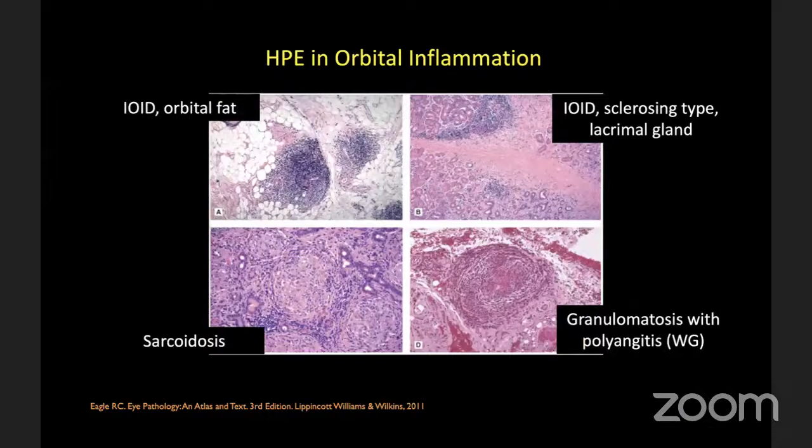So briefly, the histopathology would correlate to the area that is affected. So in IOIDs, most commonly the orbital fat is involved. So you would see the fat globules on the histopathology as well. And in the sclerosing type, invariably it is the lacrimal gland and the ductules that we can make out, the tubular acini in the picture to the top right. And in sarcoidosis, you would have the typical granuloma presentation. And in granulomatosis with polyangiitis, that is Wegener's granulomatosis, you would have the typical image. So based on the area of involvement, we would see typical histopathological features.